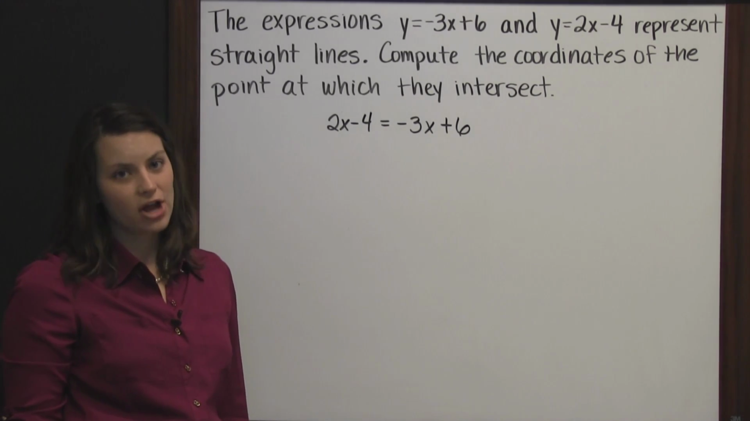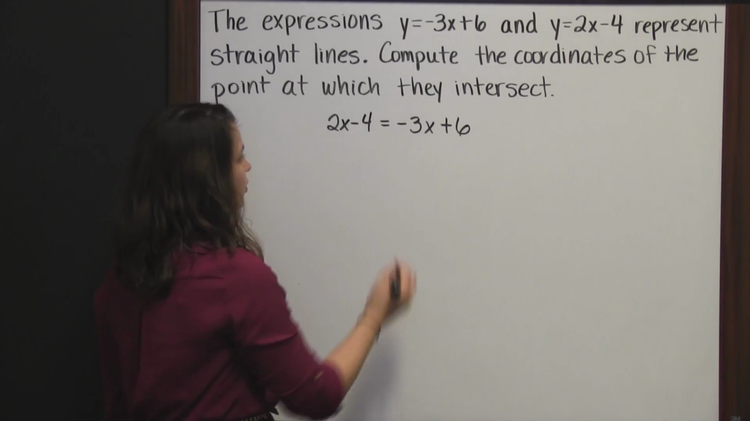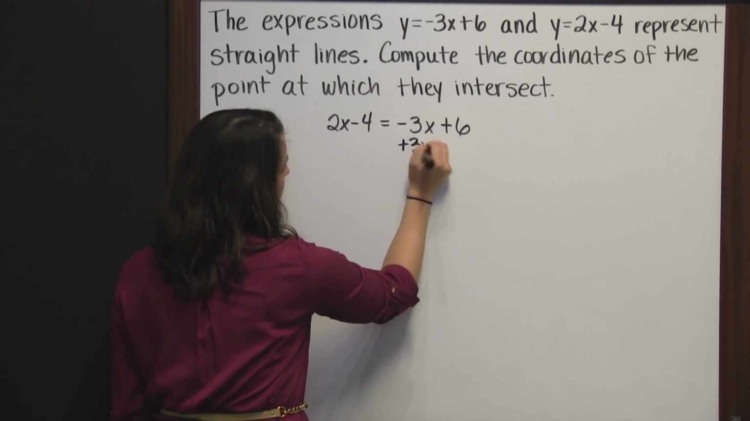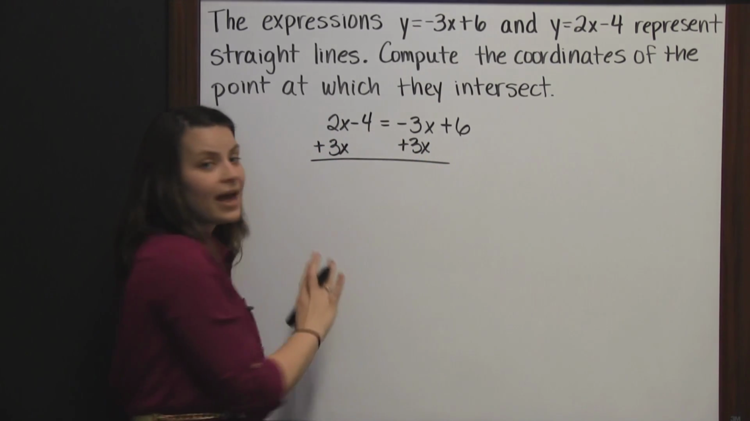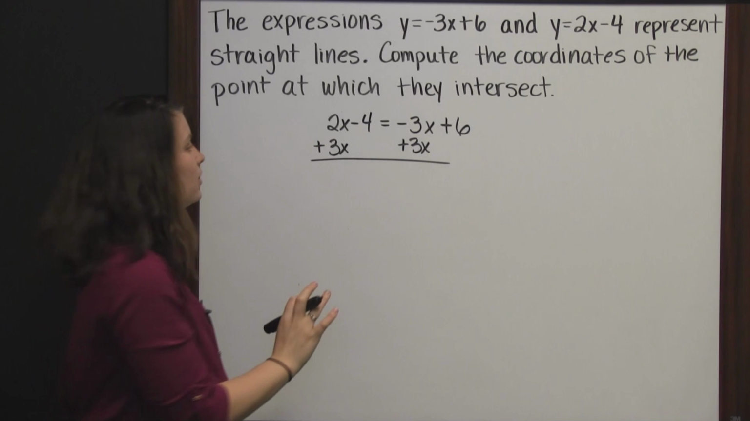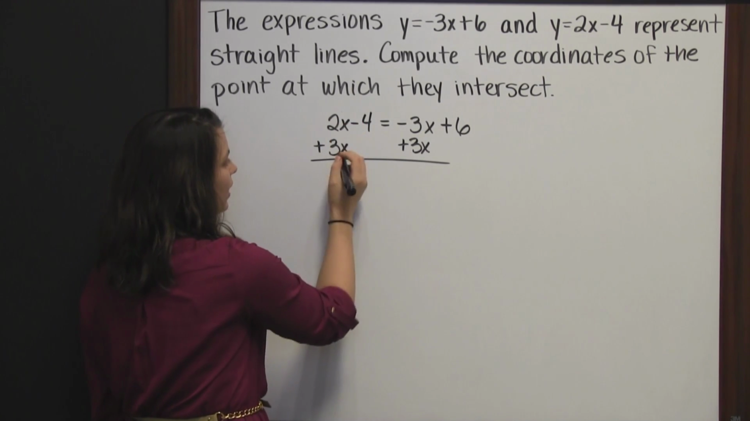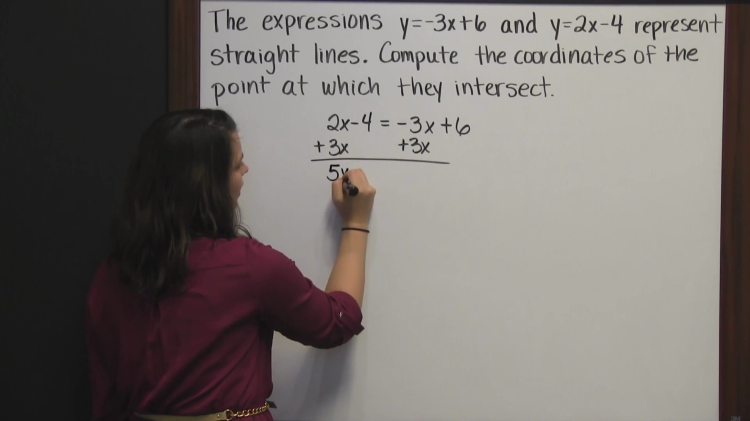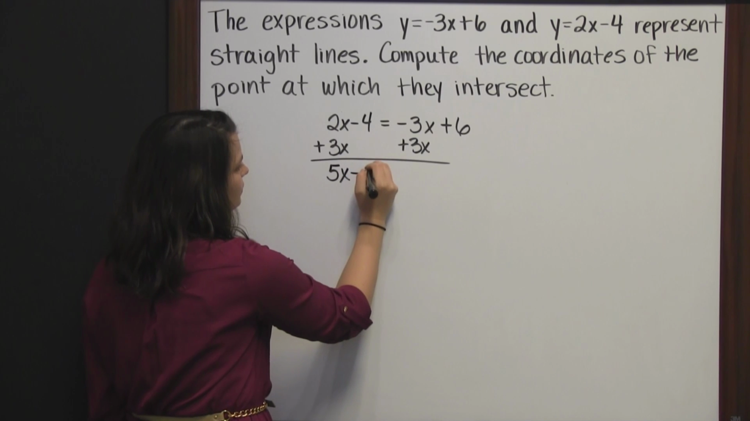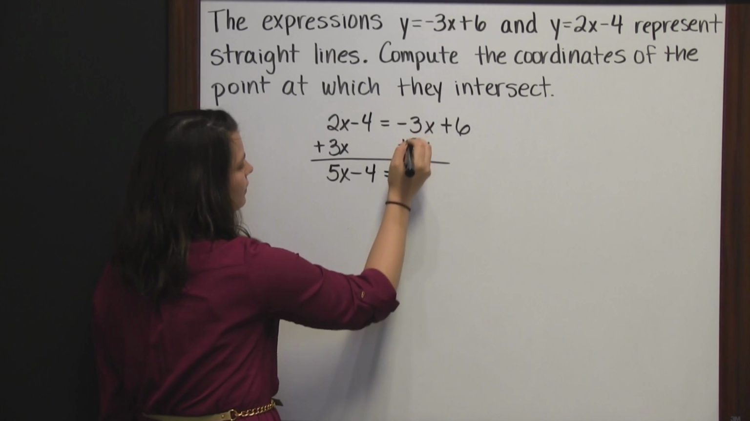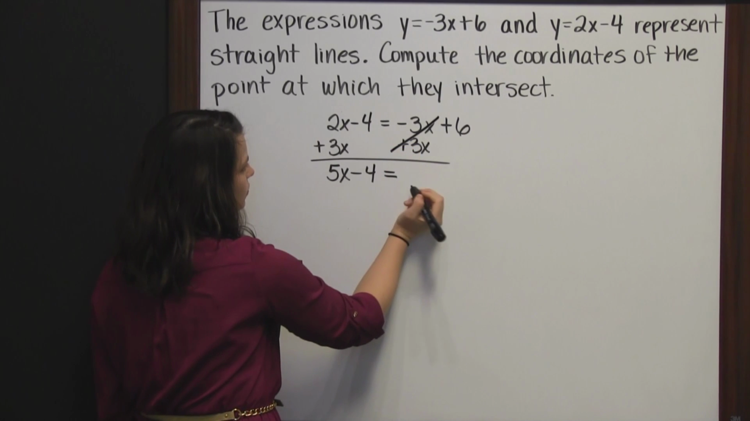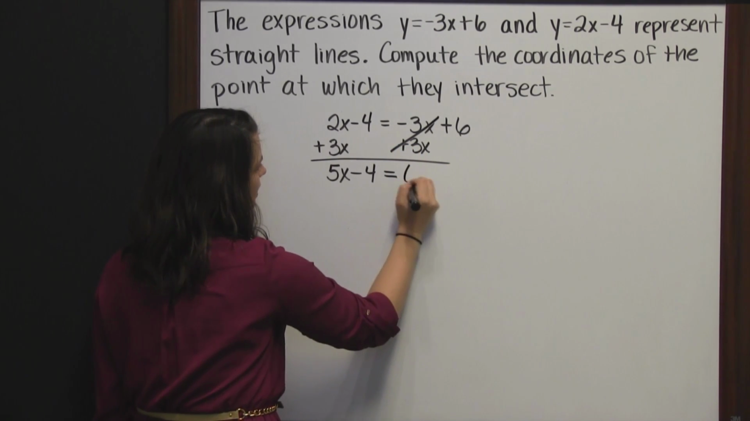Now we need to solve for x. First, I'll add 3x to both sides so that I can get all my x variables on one side of the equation. 2x plus 3x is 5x minus 4 equals, negative 3x plus 3x cancels, and I'm left with 6 on the right side.